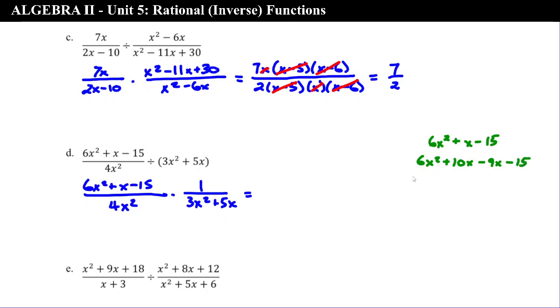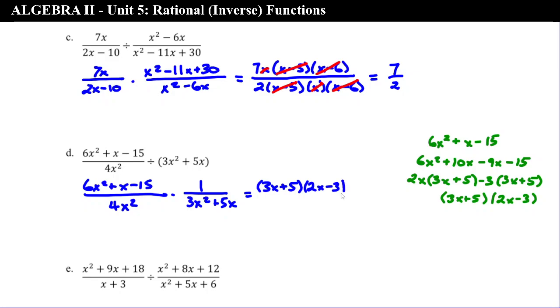So out of the first two terms, we can factor out a 2x, and that leaves us with 3x plus 5. Well, we know we want a 3x plus 5 over here. So in order to get that, we have to pull out a negative 3. And so we end up with the factorization being 3x plus 5 times 2x minus 3. And that we're going to pull over into the top here. So we have 3x plus 5 times 2x minus 3.